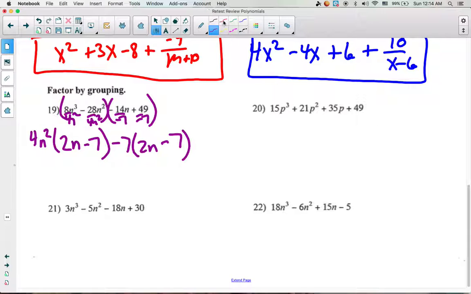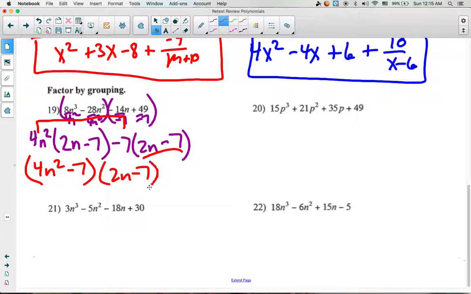After you've taken out the GCF, we're going to group the two GCFs together. So I'm going to have 4n squared minus 7. That would be one of my factors. And then what's in the parentheses would be the other factor, which is 2n minus 7. And that gives me my solution.